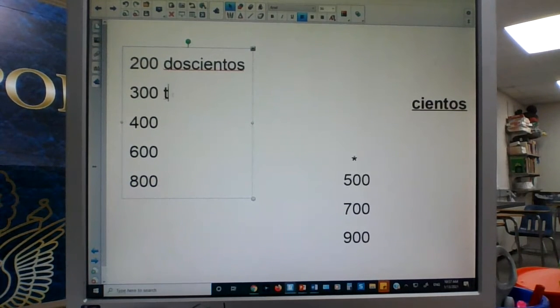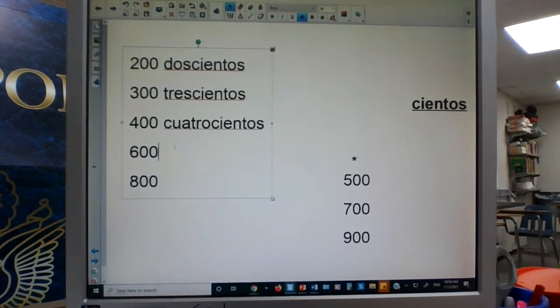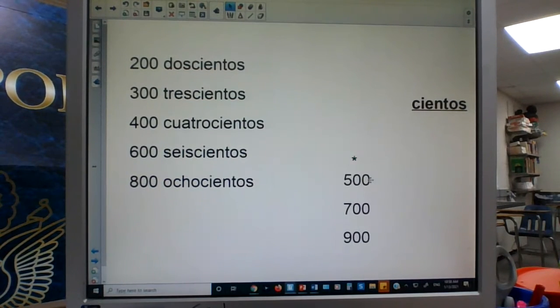Okay, so 3 in Spanish is tres. How do you say hundred? Okay, it's gonna be cientos. Literally, pretty easy pattern right here. Trescientos. Now, how do you say 4? Cuatro. And then 100, cientos. Cuatrocientos. Alright, so yeah, look. You guys see the pattern? Seis, cientos. And then ocho, cientos. Alright, so now 500 you would think is as follows.